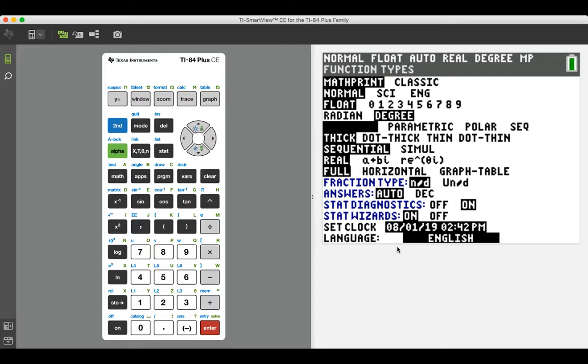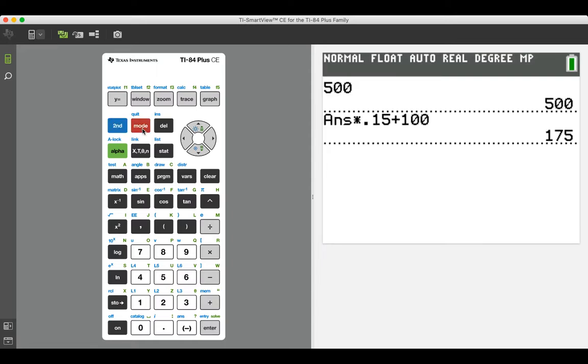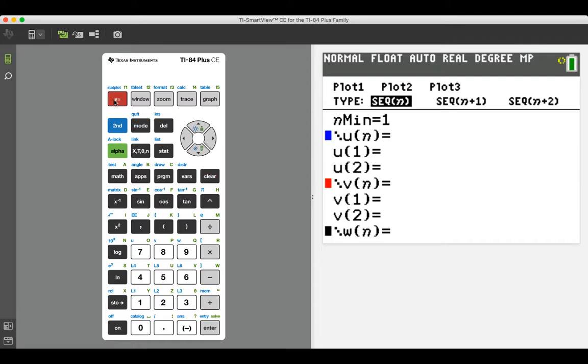So in order to do that, you first have to go to mode, and you must go all the way down. Normally we're in function setup in Algebra 2, but we're going to go to sequence, hit enter. And then you can quit. To quit and get to the main screen, you press second mode, the top two buttons in the second row. And then you go to y equals.